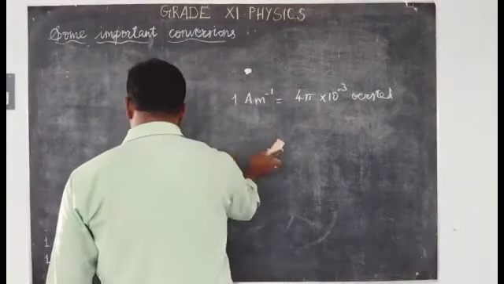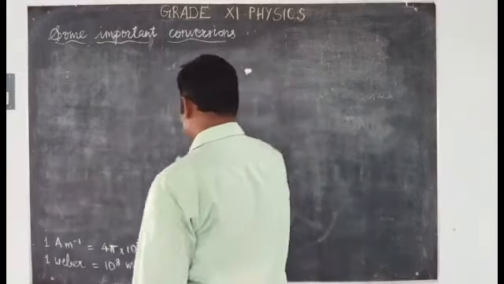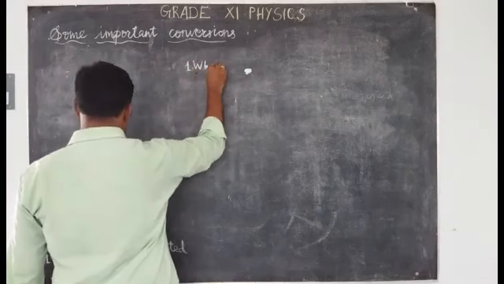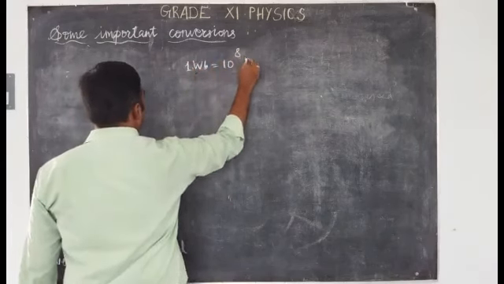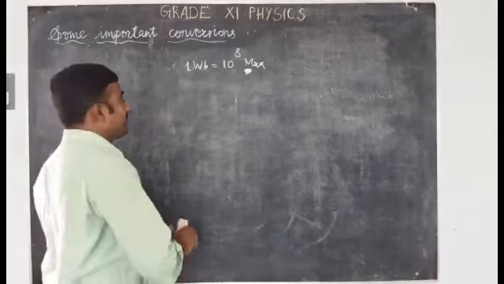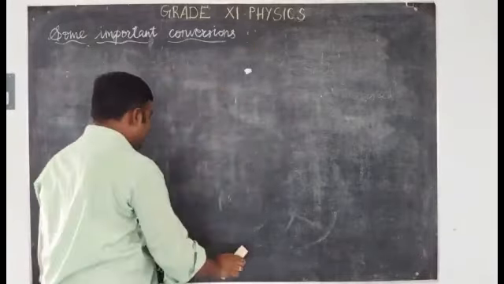Then last one, Weber. Weber is also another unit to represent the magnetic field. So 1 Weber is equal to 10 to the power 8 Maxwell. Okay, so these are the various conversions of unit which we are going to use in solving some numericals.